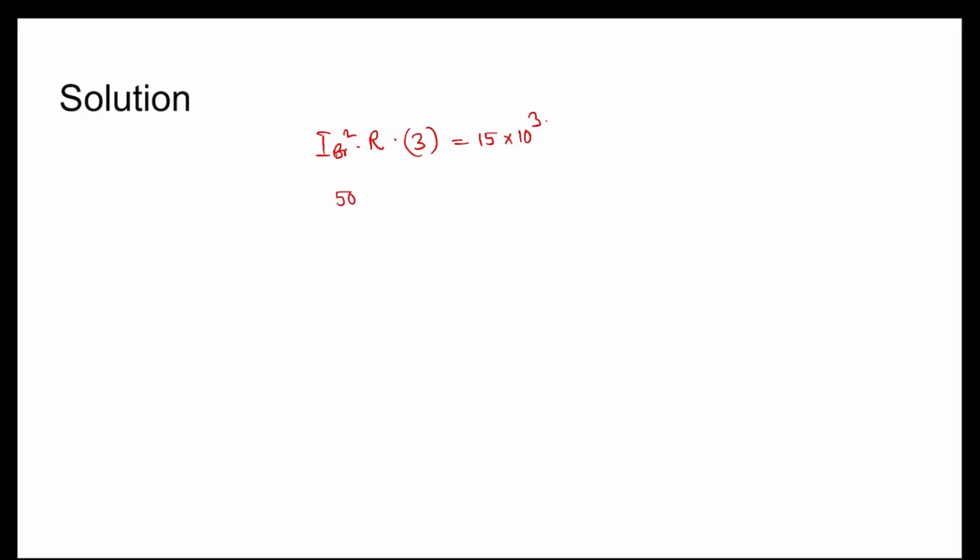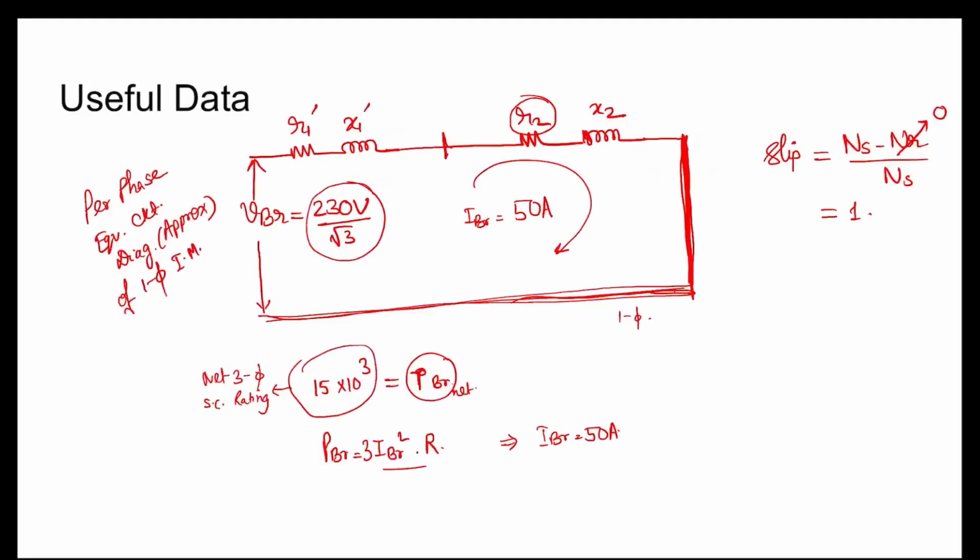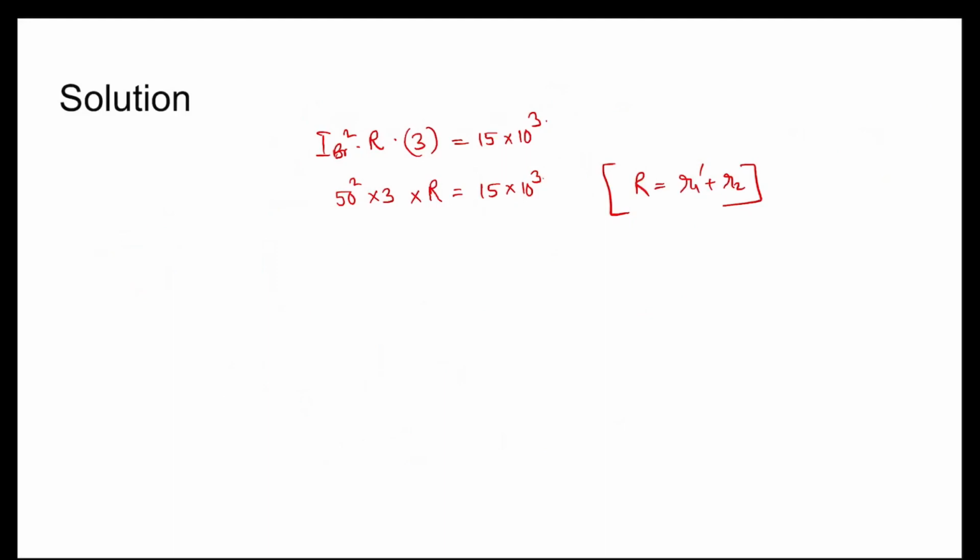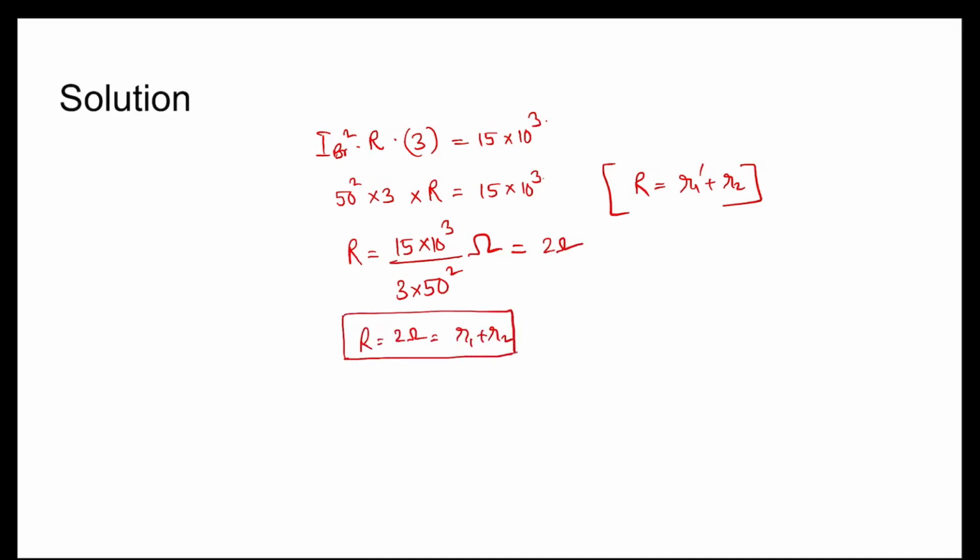Now I_BR is given to be 50, so 50 square into 3 into R equals 15 into 10 to the power 3, and remember R is R1 dash plus R2. In the diagram you see, these two will be contributing to the power loss, so this is R. So R is nothing but 15 into 10 to the power 3 divided by 3 into 50 square, so this is the R net, which is coming out to be 2 ohm. So R equals 2 ohm, which is nothing but R1 plus R2. Now we have determined the value of R.